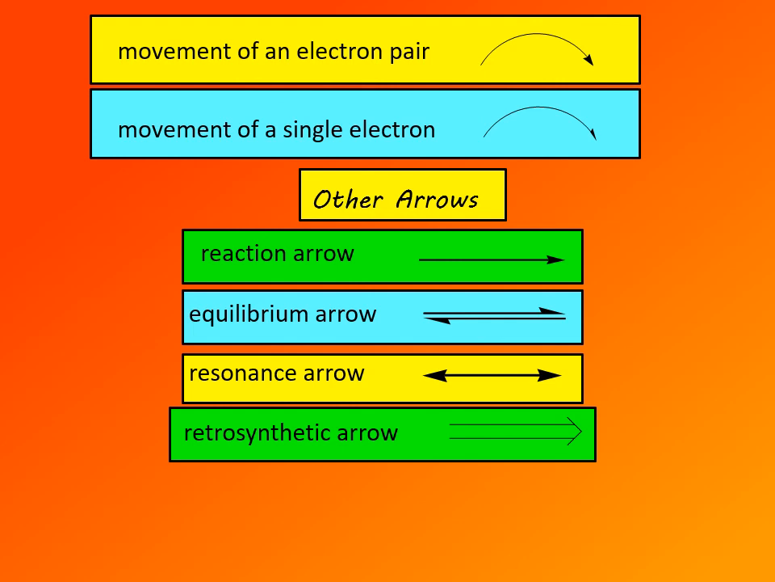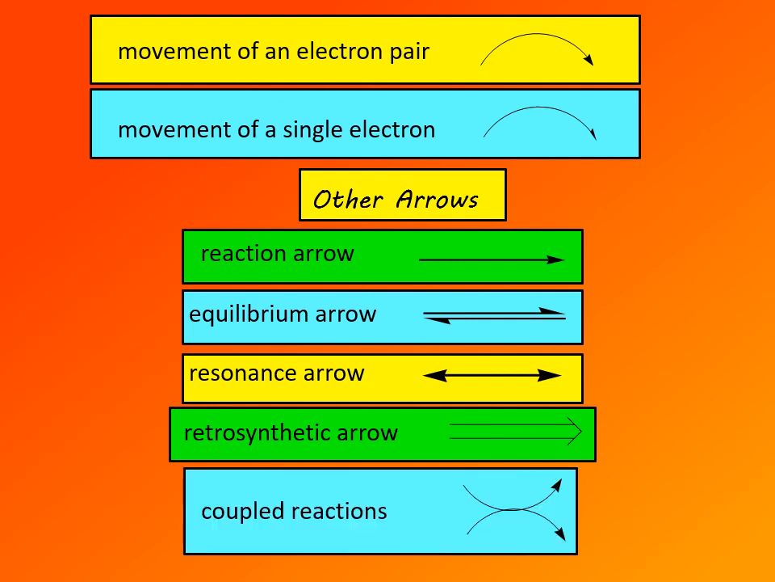This is used in analyzing how to make a compound, when carrying out analysis, how to synthesize a compound. And then arrow like this indicates that actual reaction is going in the opposite direction, that it's going backwards.